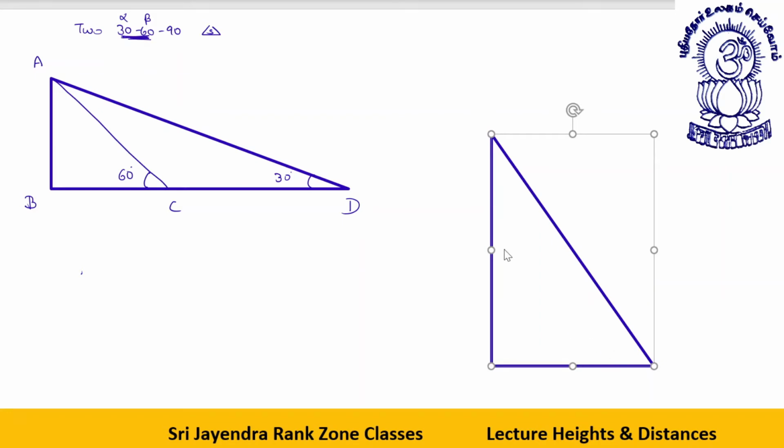This angle is 60 degree, and then I take this angle as 30 degree. This angle is also 30 degree. So this full angle is 60 degree. This side is common side. Let's say this is x.